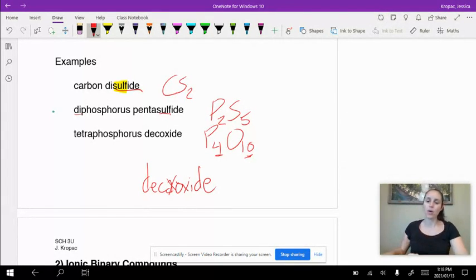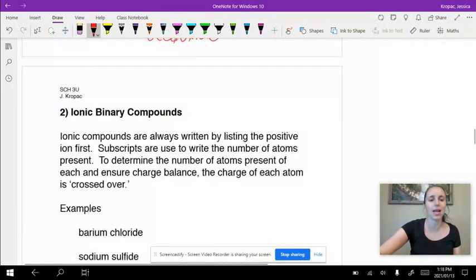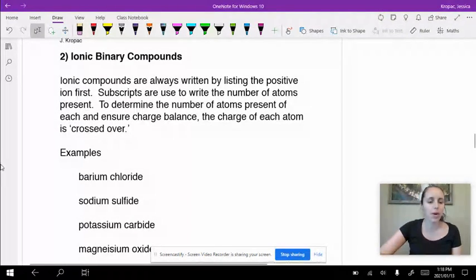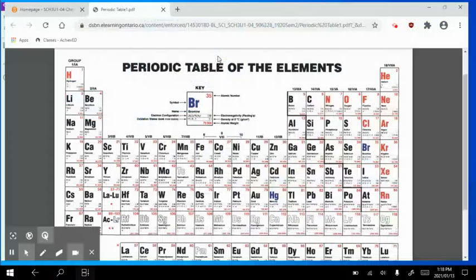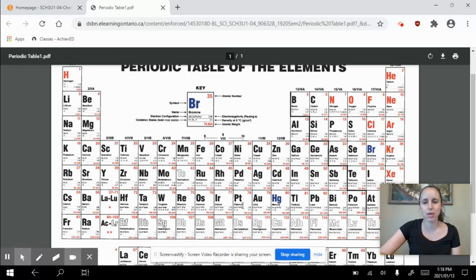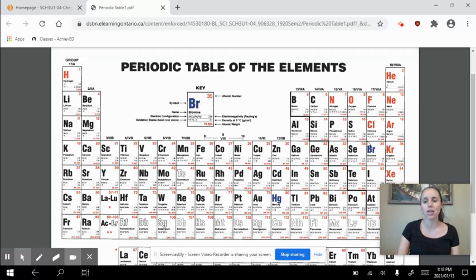So what we're going to do now is look at how to name ionic compounds. So remember, ionic compounds, we're dealing with a metal and a non-metal. So I want to remind you on the periodic table where your metals are. Metals are on the left-hand side of the periodic table, so anything on the left-hand side of your staircase, and non-metals are over on this side. So we are going to be looking at metals and non-metals combining to form ionic compounds.